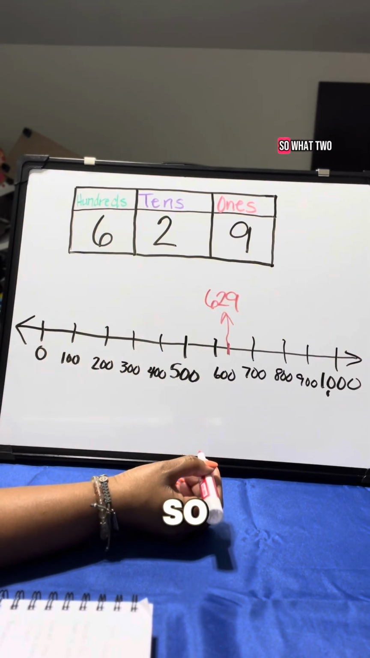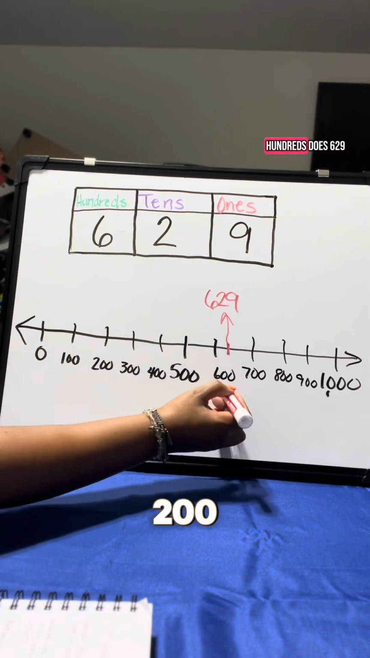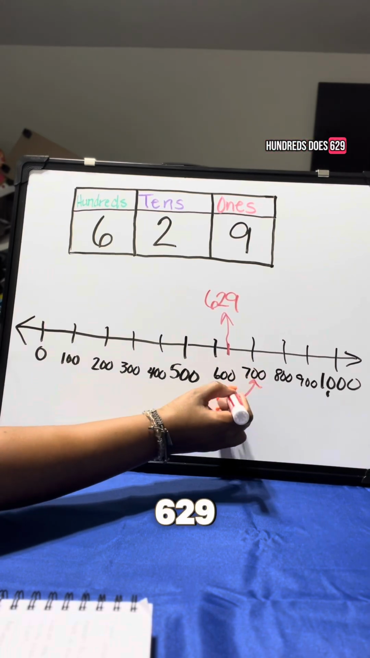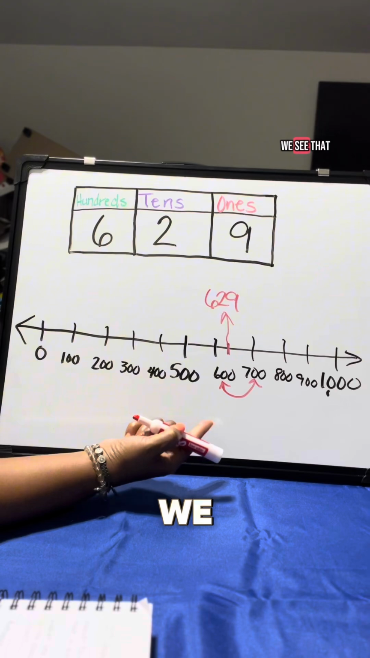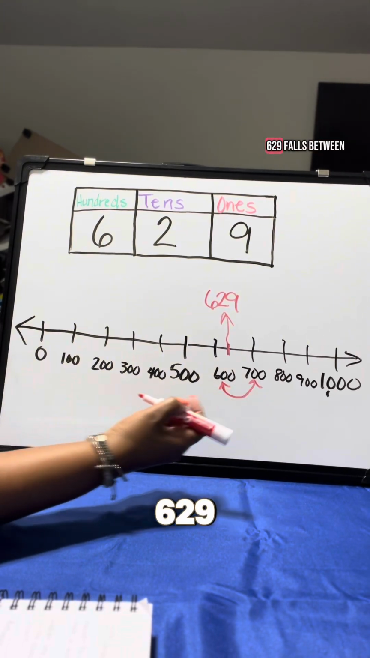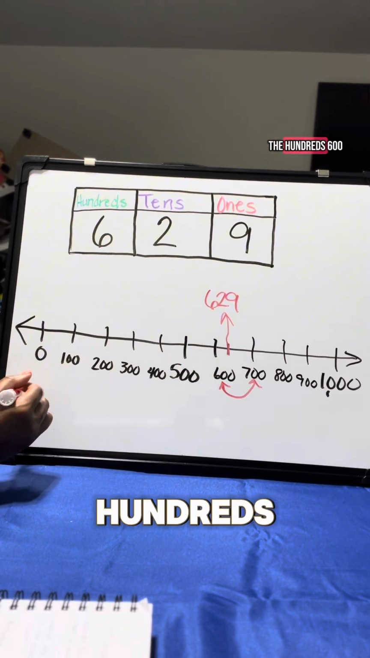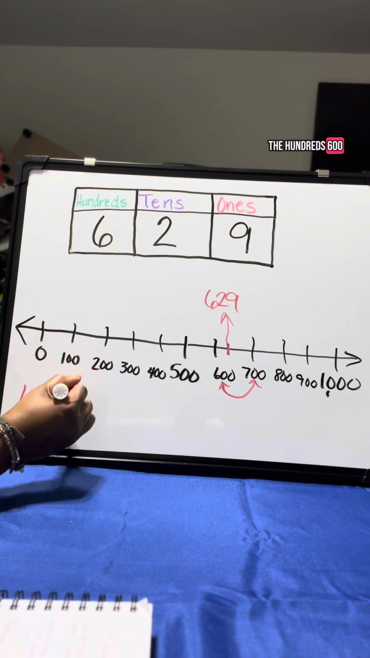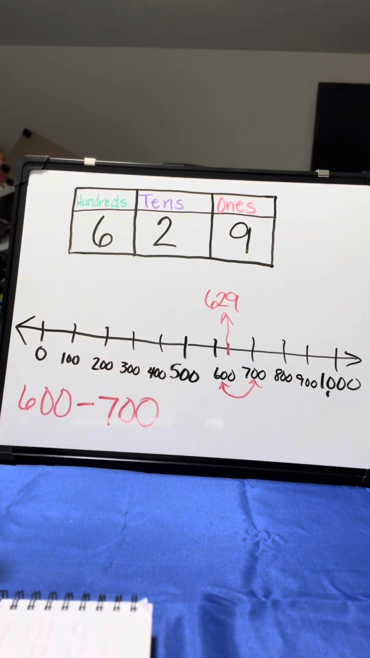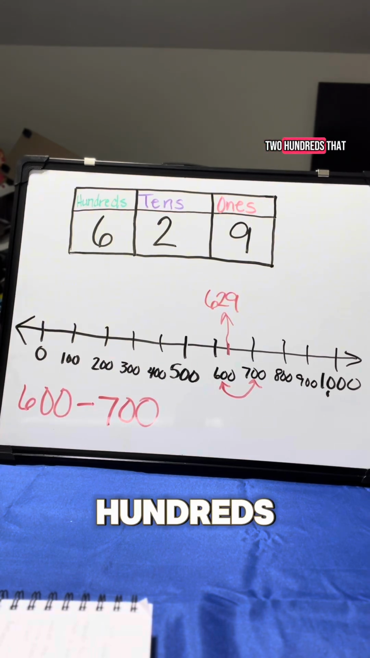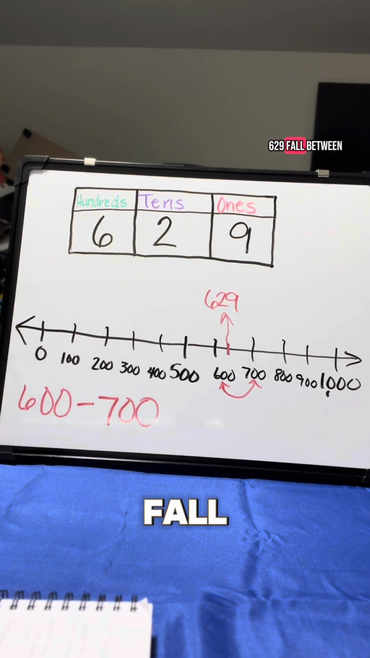So what two hundreds does 629 fall between? If we look at our number line, we see that 629 falls between the hundreds 600 and 700. Those are the two hundreds that 629 falls between.